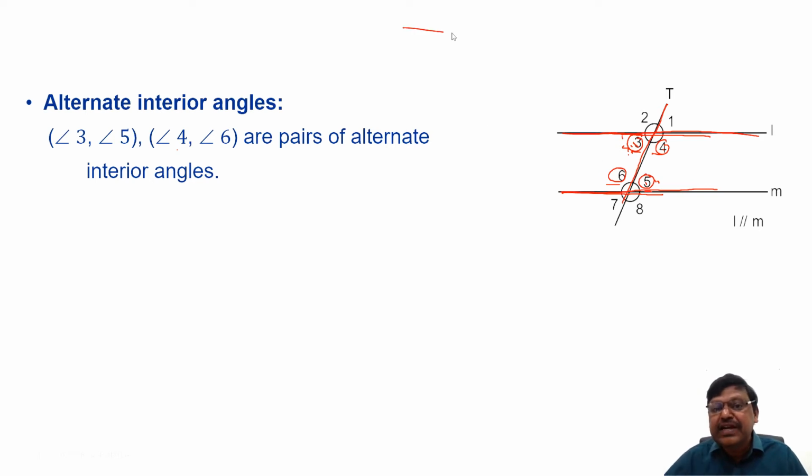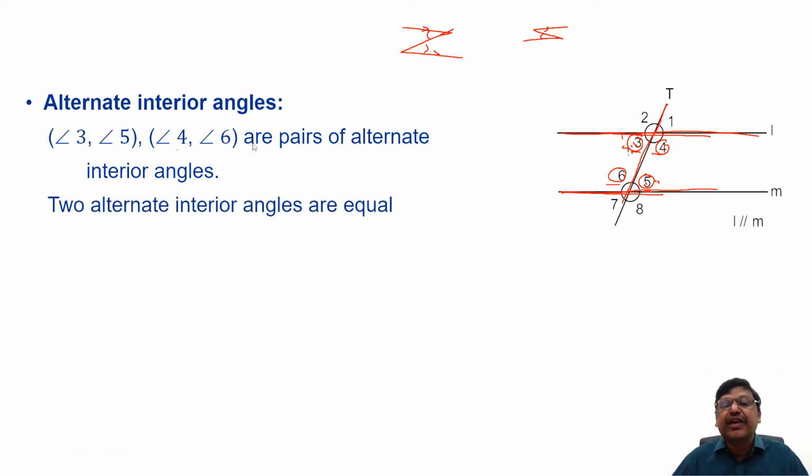In fact, they will be like a Z shape like this. If these two are the parallel lines and this is the transversal, they are on either side. You can see, or they may be like this, like a Z shape, right? So they are pairs of alternate interior angles, and two alternate interior angles are equal. So angle 3 equals angle 5, angle 4 equals angle 6.